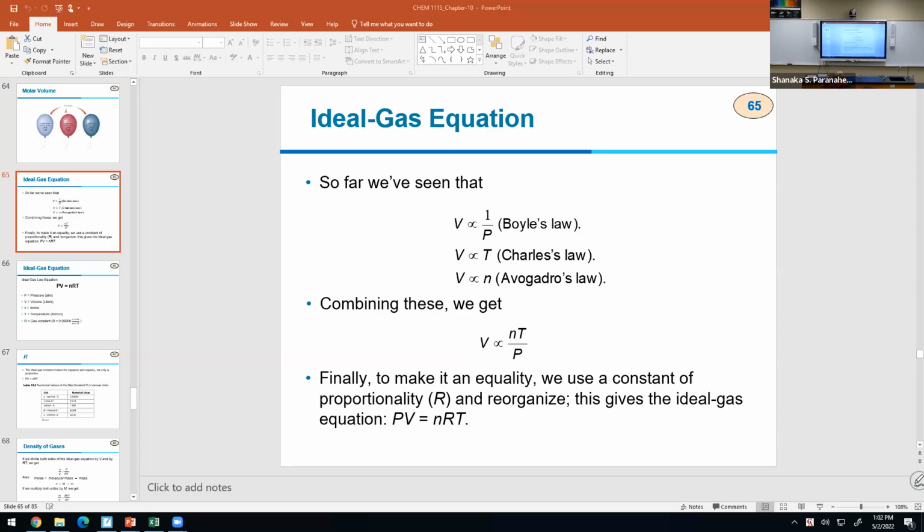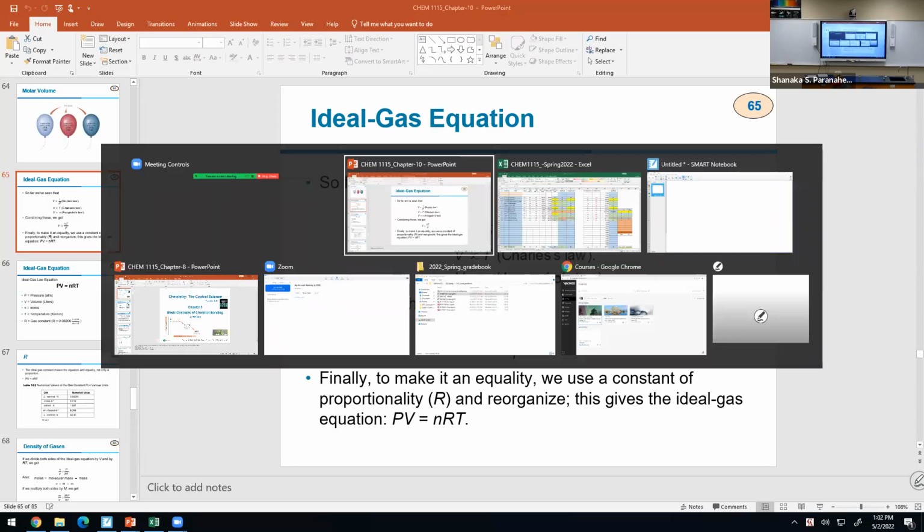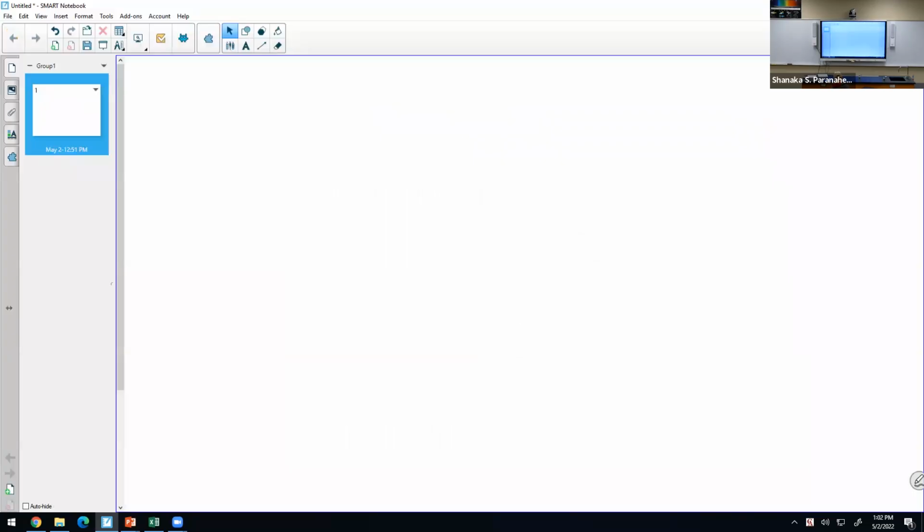Let's start from chapter 10. So we have another 10 slides left from chapter 10. So far we discussed several gas laws. The first one was Boyle's law, and Boyle's law is the relationship between volume and pressure.